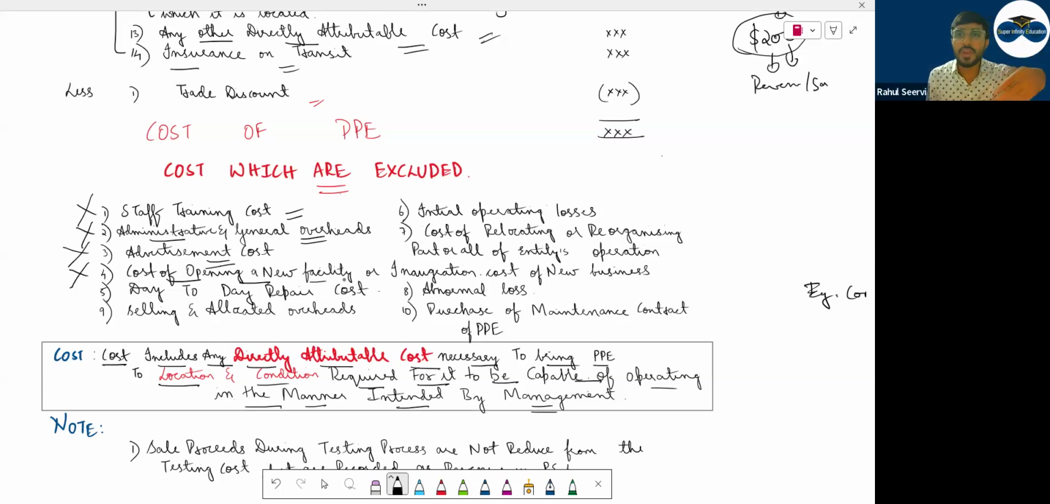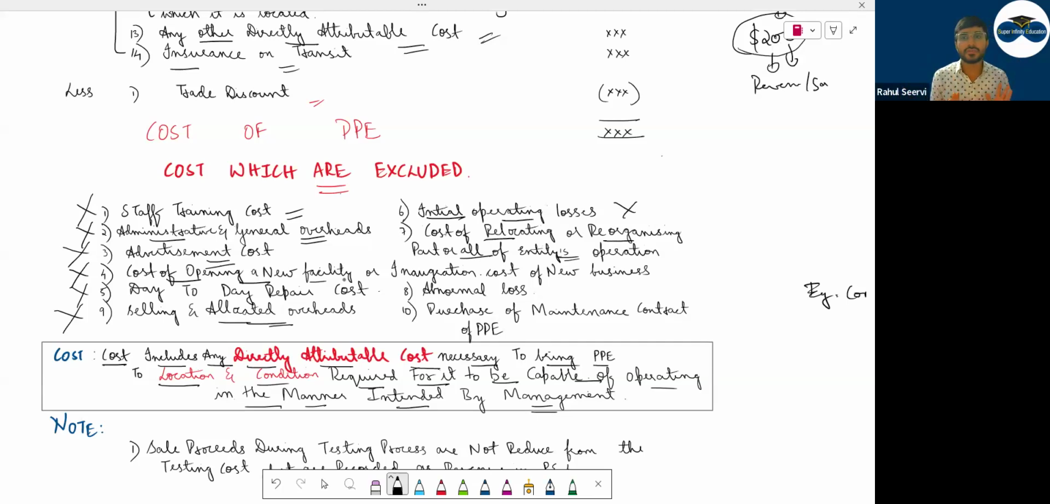I mentioned revenue expenditure. Will you include revenue expenditure? Day-to-day repair, you will not include that. Selling and allocated overheads also you will not include. Any losses you have, initial operating losses, that also you will not include. Cost of relocating or reorganizing the entity: because you have purchased this PP, you have to reorganize your business and relocate your staff. No, it is not included. PP will say this is not my headache.